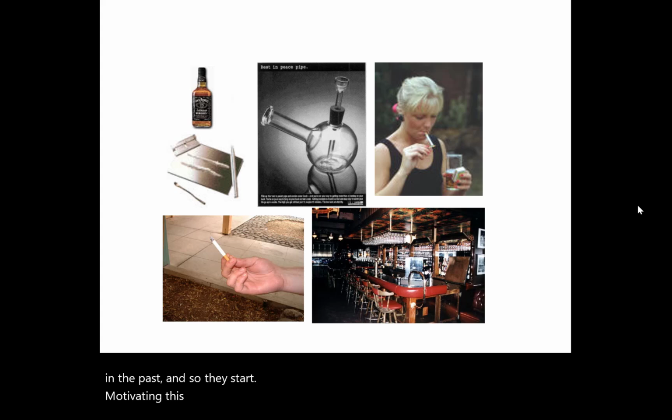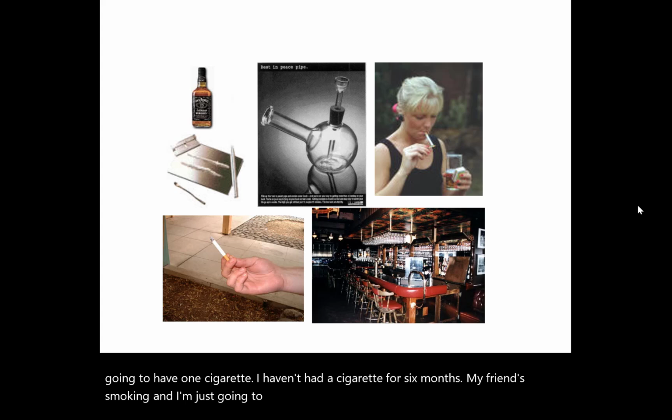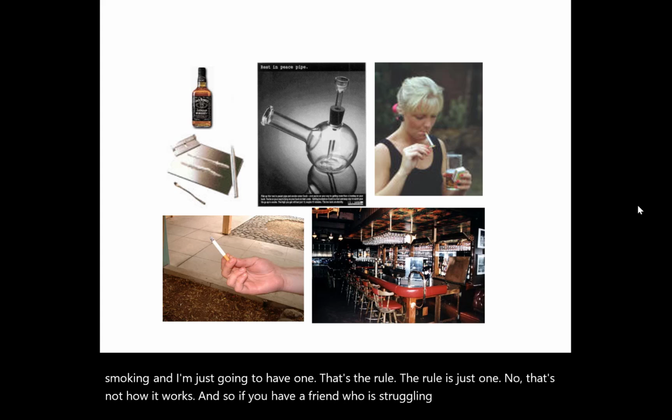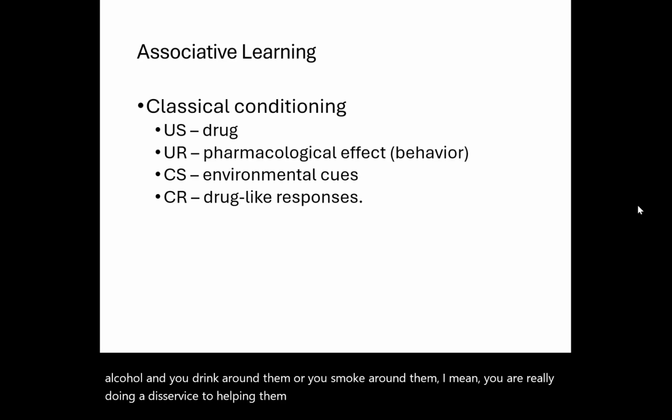And you start rationalizing, I'm just going to have one drink. I'm going to have one cigarette. I haven't had a cigarette for 6 months. My friend's smoking, and I'm just going to have one. That's the rule. The rule is just one. No, that's not how it works. And so if you have a friend who is struggling with an addiction to alcohol and you drink around them or you smoke around them, I mean, you are really doing a disservice to helping them in this process.